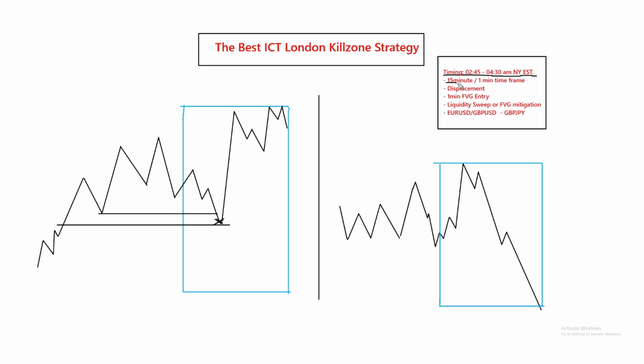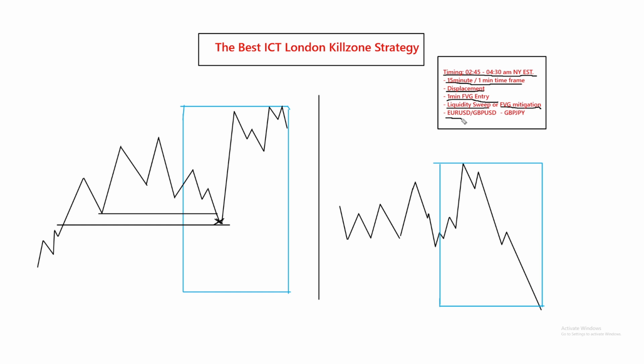We're going to be using the 15-minute and the 1-minute time frame. You're going to need to know what displacement is, as we're going to be using it for this strategy. We're going to enter on the 1-minute fair value gap entry strategy that I've shown you in the previous video. We're going to be waiting for a liquidity sweep or fair value gap mitigation. Those are going to be your POIs, your points of interest that you're going to be patiently waiting for in order to execute the strategy profitably.